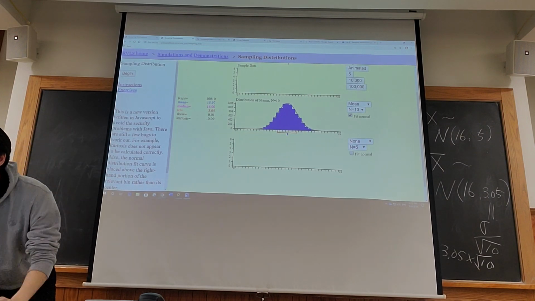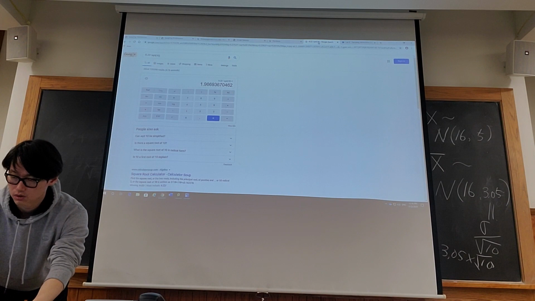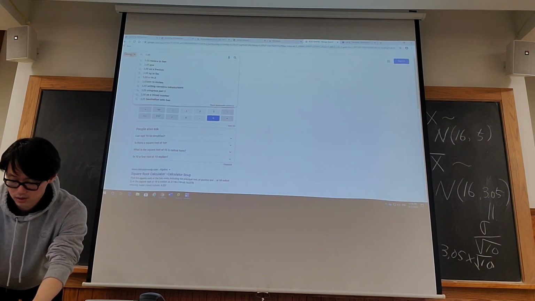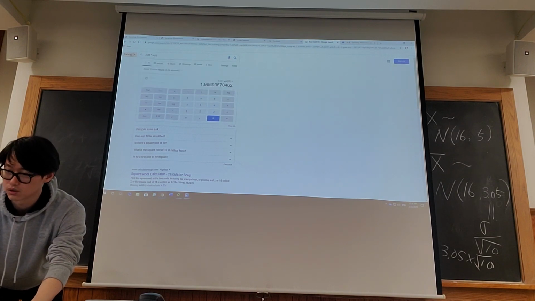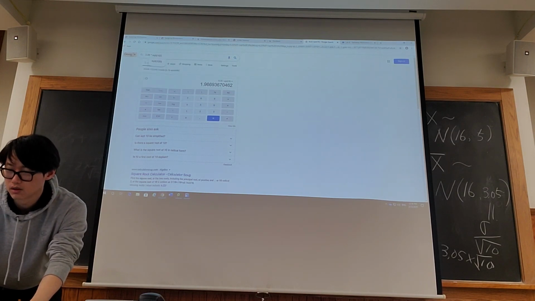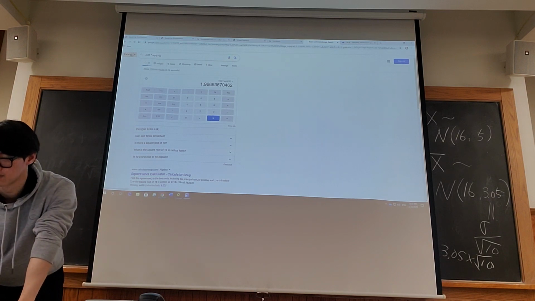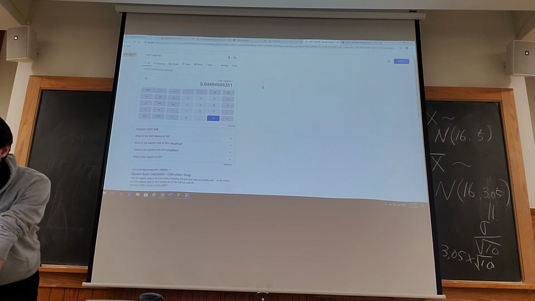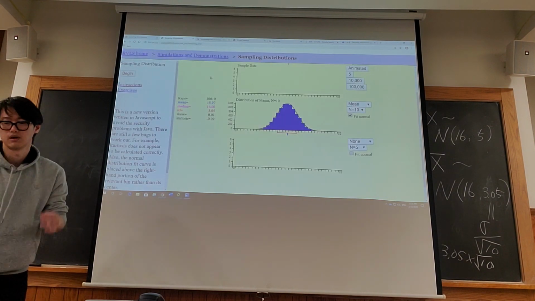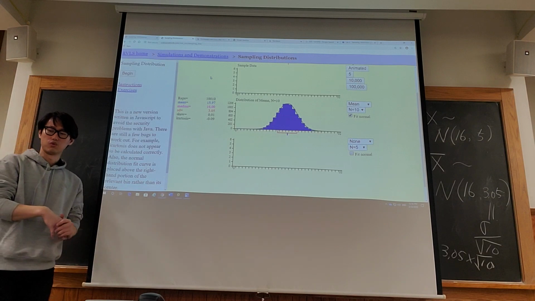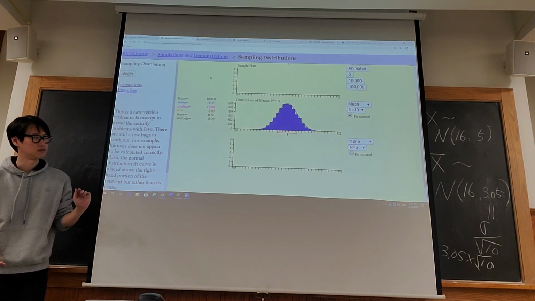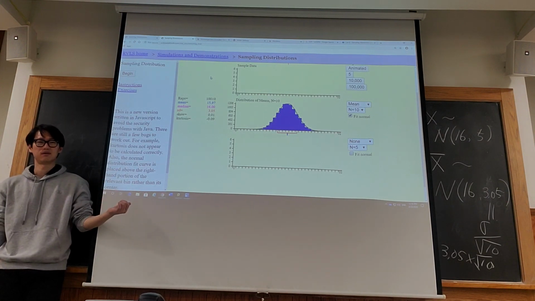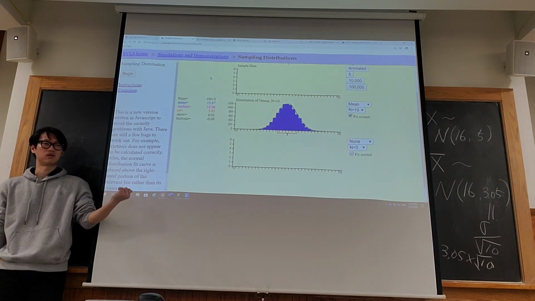So if I do 3.05 multiplied by square root of 10, 9.64, so 9.65. Okay, and then we have calculated the population standard deviation. Can you guess what is the shape of the population distribution?